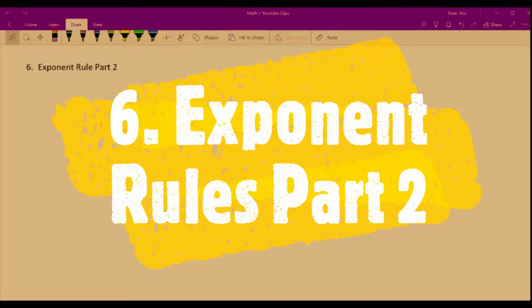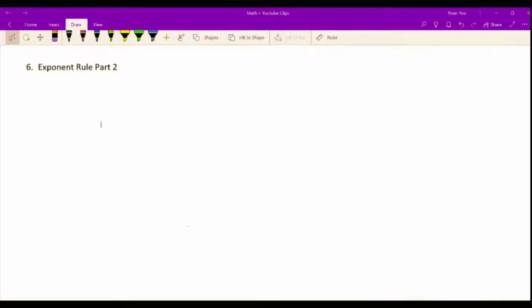All right, everyone. Let's finish exponent rules today. So let's review what we did last time. The thing that we did last time, number one, was the exponent rule.